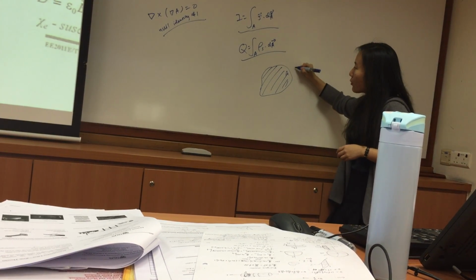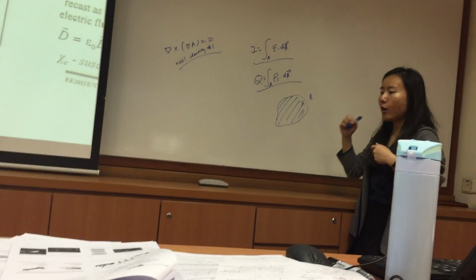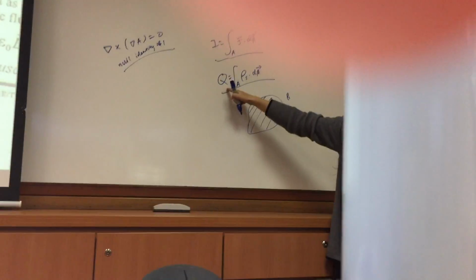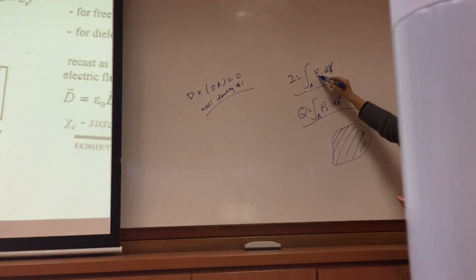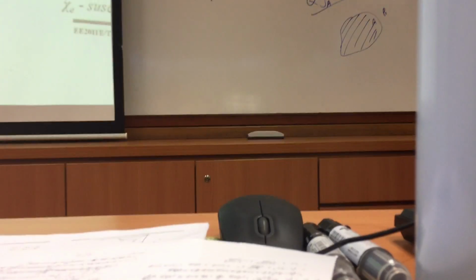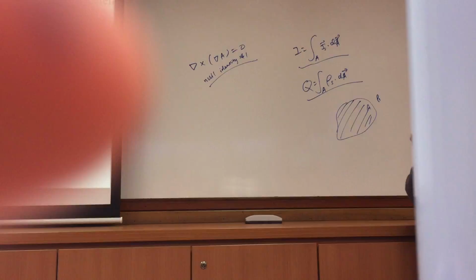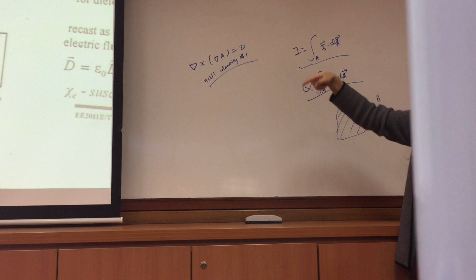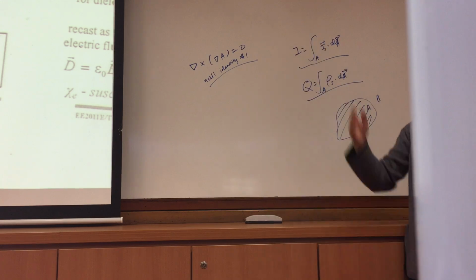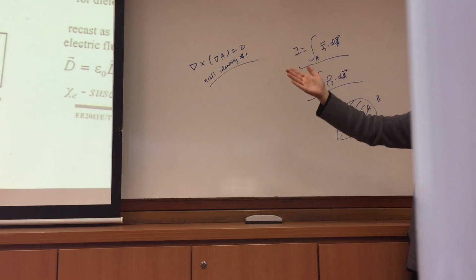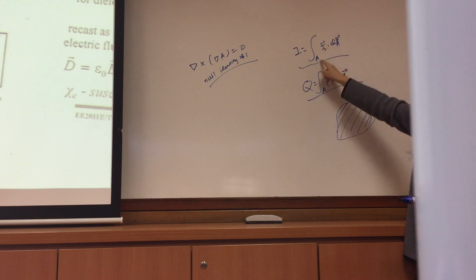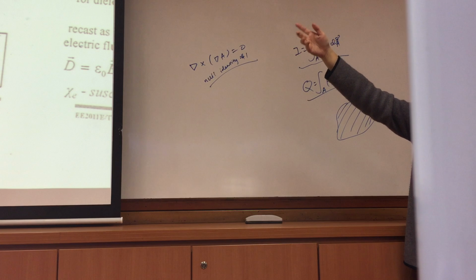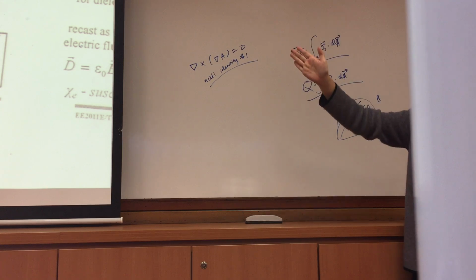If I tell you rho S, which is how much charge you have over a surface, then we can calculate Q. For this one, what is JS? JS is how much current you have over an area. For this case, this is the cross section area. There is no left side or right side. The A here is the cross section. It is just pi r square.